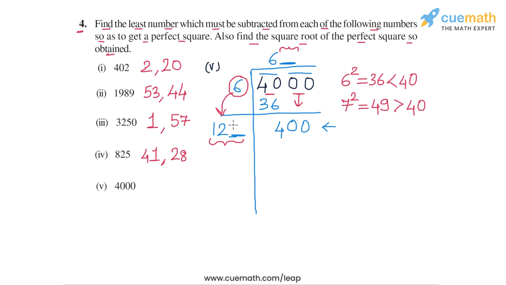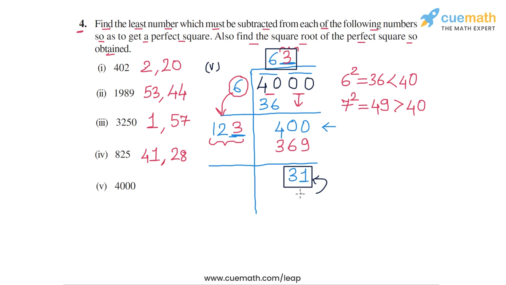That largest possible digit is 3, because 123 into 3 is equal to 369. Okay, and now if you do the subtraction, you obtain a remainder of 31, and no more digits are left in the original number now. So the division process stops at this point, which means that we have obtained a quotient of 63 and a remainder of 31. And because we have obtained a non-zero remainder, the original number 4000 is not a perfect square.